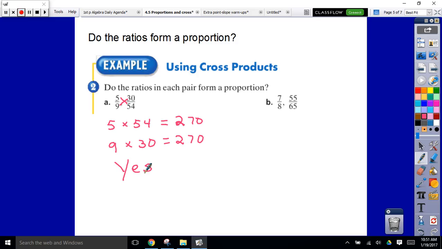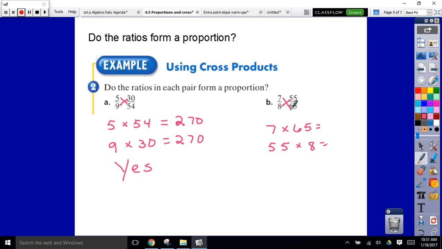Victoria, can you tell me what I need to multiply by what to see if the cross products are equal? 7 divided by 8. Well, instead of using division, I want to use cross products here. I want to multiply like I did 5 times 54 and 9 times 30. 7 times 65. Good. And what other one are we going to have to find? 55 times 8. Good.